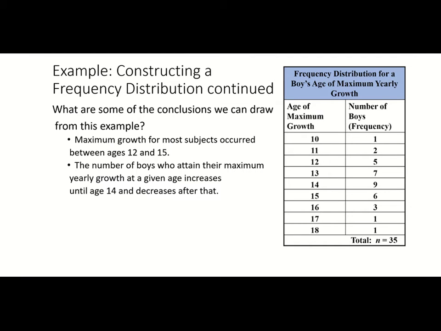So if we look here at the frequency chart, we can tell the maximum growth for most subjects occurred between the ages of 12 and 15, because that's where we have our highest numbers: 5, 7, 9, and 6, between the ages of 12 and 15. And most of the boys that were surveyed reached their maximum yearly growth in year 14. So we had 9 there, and then there were fewer after that. But the peak was at 14.